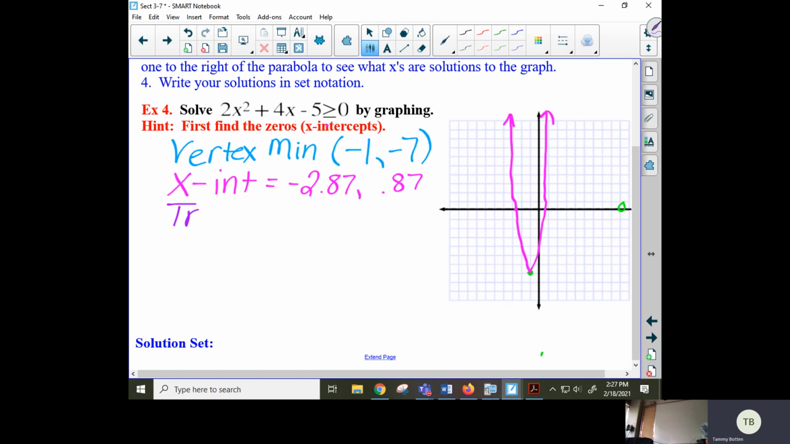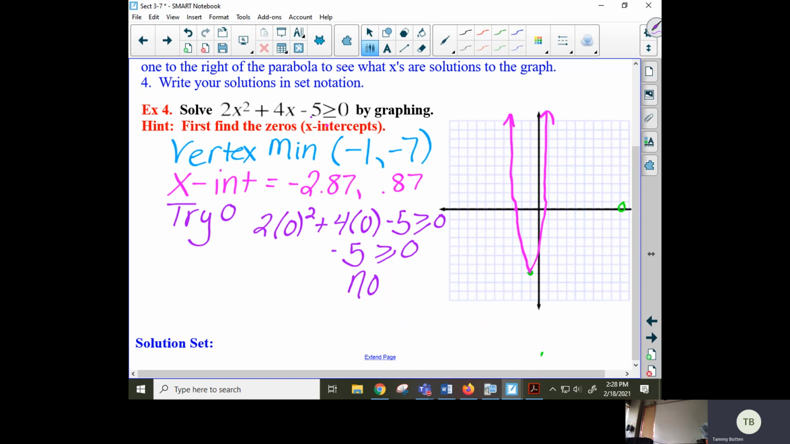We're going to try 0. So we're going to put 0 in there. 2 times 0 squared plus 4 times 0 minus 5 is greater than or equal to 0. And you don't have to write this out. You guys will probably just look and say, this is 0, this is 0. 0 plus 0 is negative 5. Is negative 5 greater than or equal to 0? No, right? So that means it's not shaded inside.